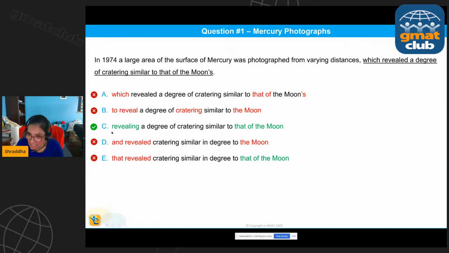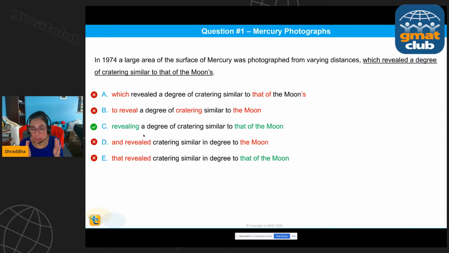Choice C indeed is the correct answer, and most of you did land on this answer choice. So good job there. Now, how is the comma plus verb-ing modifier making sense here? You may have a question that it is the photograph that revealed a degree of cratering, but we do not have the photograph anywhere in the sentence, and that is why we take help of the comma plus verb-ing modifier to put everything together.